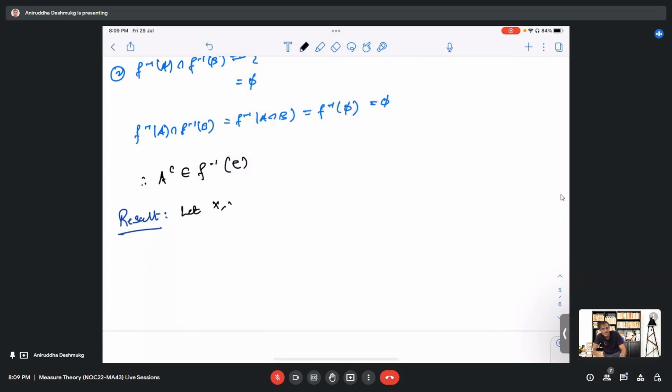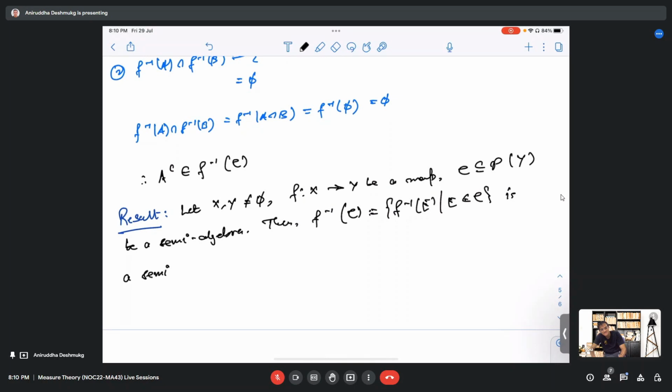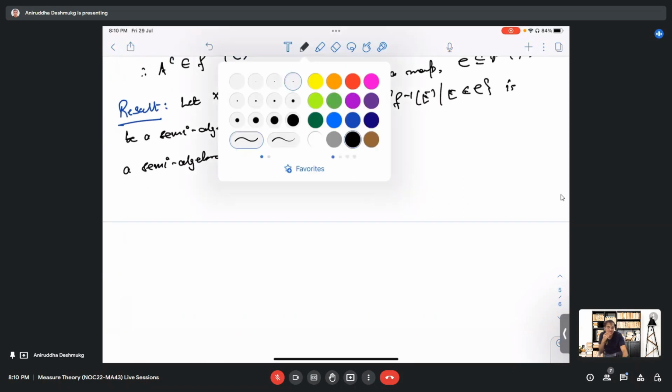So let X and Y be non-empty sets. Let F from X to Y be a map. And let C be a semi-algebra of subsets of Y. Then it is sort of a pullback. So it is not the standard notation. Yeah, I am calling it a pullback. If you define it as F inverse E, where E comes from C, this is a semi-algebra of subsets of X. Okay, so we have two. Now, what are the next questions that we should ask?